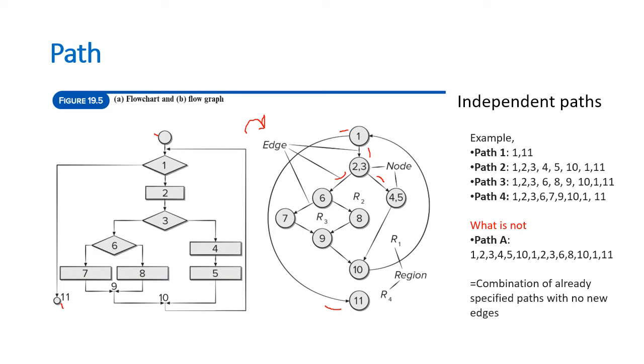What is not an independent path is, for example, path A, which consists of path 2, 1, 2, 3, 4, 5, 10 and 1, but it goes back into 2, 3, and then it takes the other path 6, 8, 10, 1 and finally going to 11. So this is not an independent path because it's actually a combination of path 2 and path 3, and there are no new edges that have been introduced. So we don't need to look into this path. We only need to focus on independent paths when we want to do the testing.